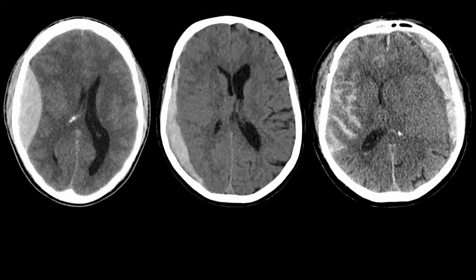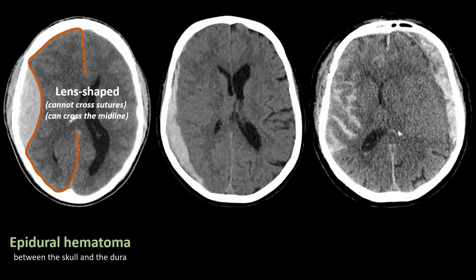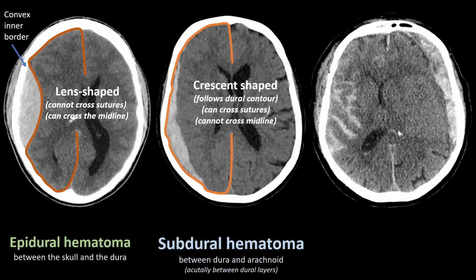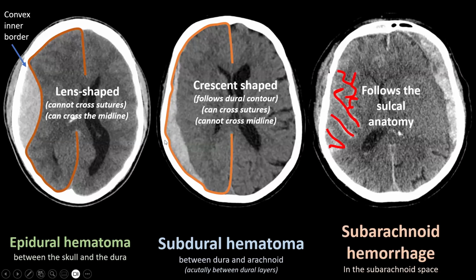Let's summarize hemorrhages. I've shown you the several kinds of hematomas you can encounter on CT imaging based on their location. We have seen epidural hematomas, which have a typical lens shape, a convex inner border, and cannot cross sutures. We have seen subdural hematomas, which are crescent shaped and follow the dural contour or the surface of the cerebral hemisphere. They cannot cross the midline, however. And subarachnoid hemorrhages are located inside the sulci and follow the sulcal anatomy.